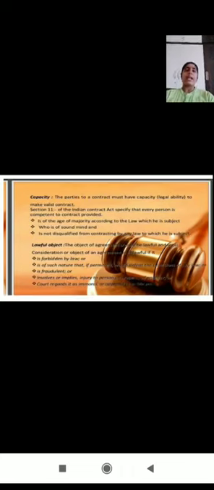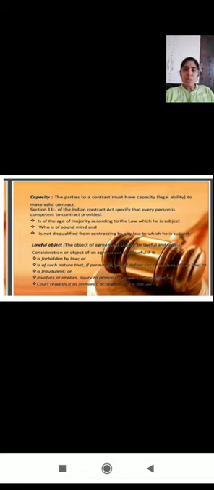And the next one is capacity. Here capacity is nothing but the capacity of the parties who are entering into a contract, okay. In the previous example we discussed that A and B are there, so those parties must have the capacity to enter into a contract. What does capacity mean? According to Section 11 of the Indian Contract Act, every person is competent to contract who is of the age of majority, who is of sound mind, and who is not disqualified from law. So these are the persons who can enter into a contract.